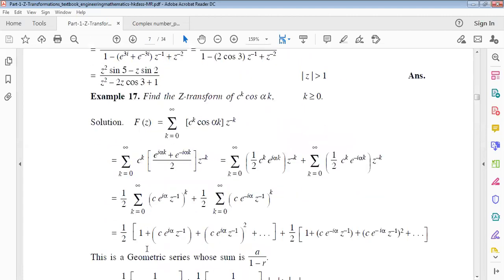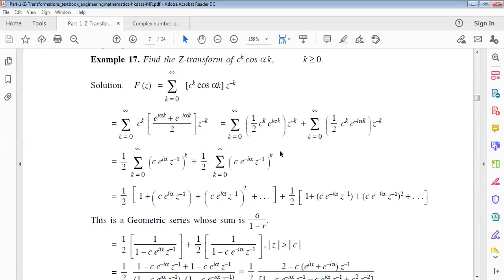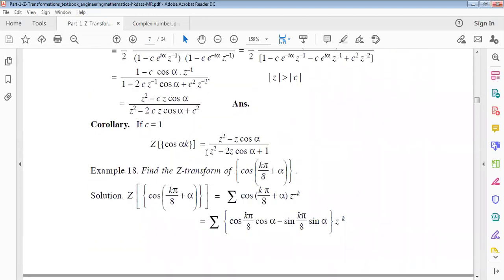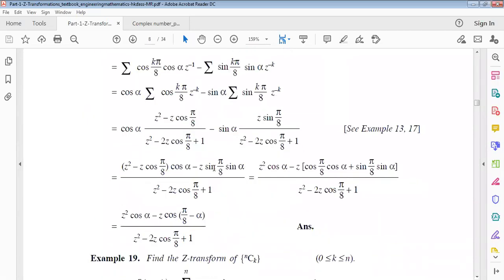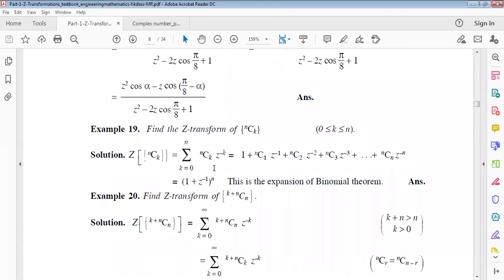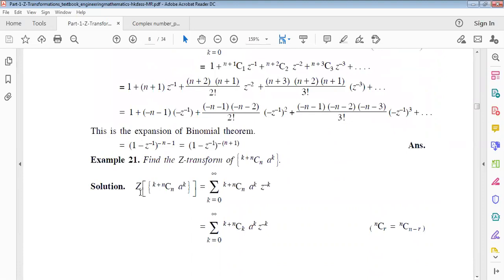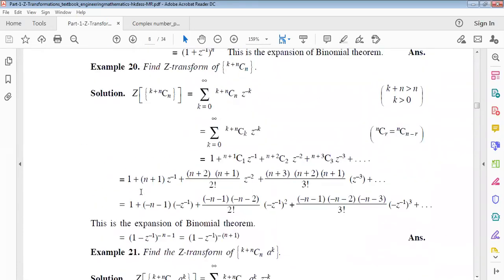Very easy for you. This series is also very easy for you. Problem 17 will be homework for you, and also for c equal to 1. Problem 18 also uses the same formula, and 19 and 20 as well. You will do it at home. Try it at home. I hope everybody will do this.